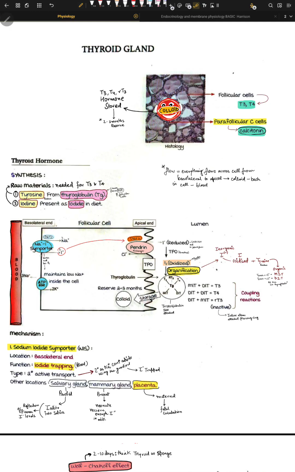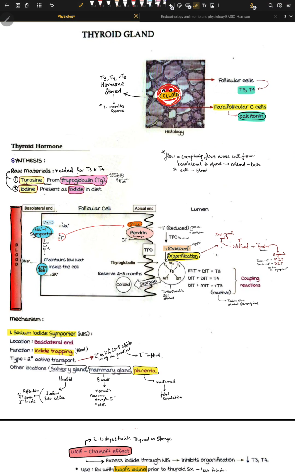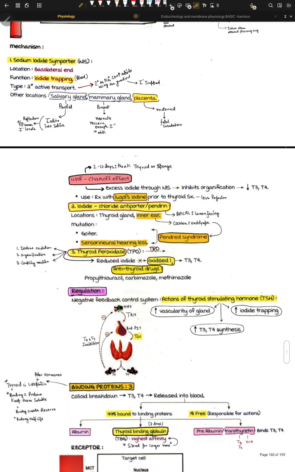Now, what can happen is that we can have this broken symporter, we can have this broken ATPase, we can have this broken pendrin, we can have this broken organification. We can have problems at every step, right? So let's try to discuss and understand what really are the problems of this whole story about the thyroid, right?